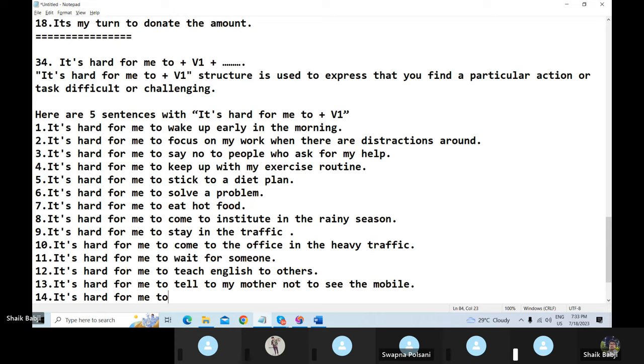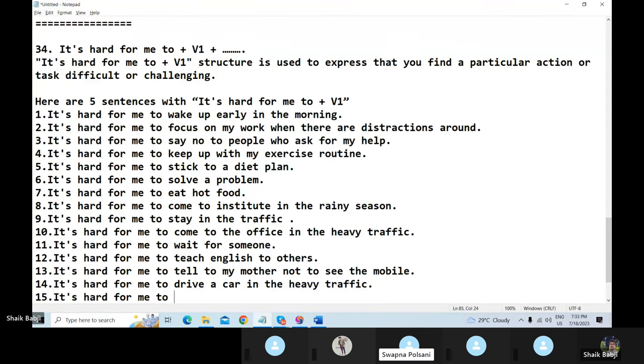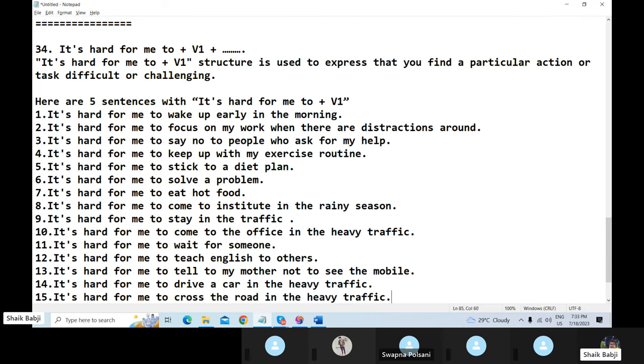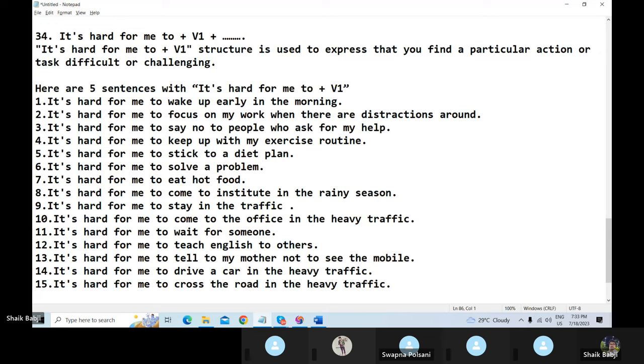It's hard for me to drive a car in heavy traffic. Very fine. It's hard for me to cross the road in heavy traffic. Yeah. Okay. Very fine. So I hope you understood this structure also. It's hard for me. Yes, sir. Yeah, I understood. Yeah, fine. Thank you. Now let's go to the next structure.